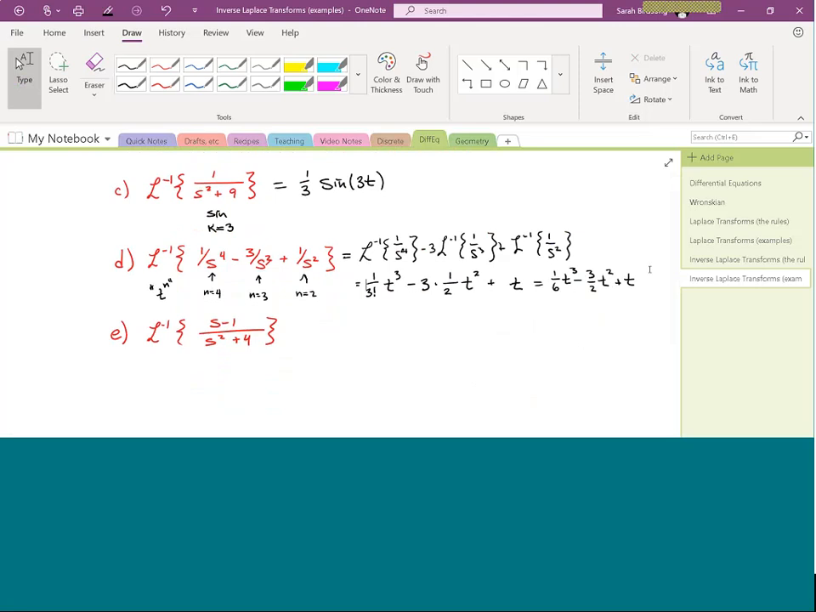Answer is yes and no. So it will turn into a cosine. It will also turn into something else. Anybody have a guess what else it's going to turn into? Nope, it's not going to be a shifting one.